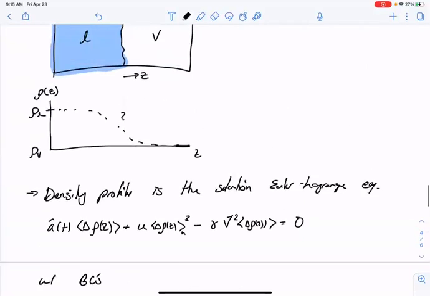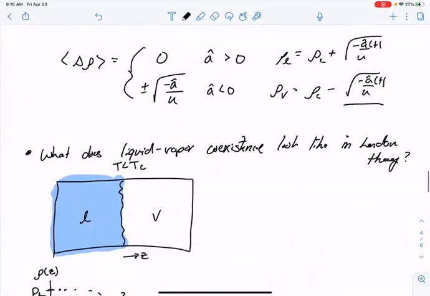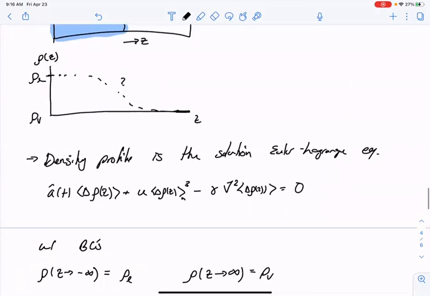And those rhos are, of course, known. Those coexistence densities are given just in terms of A and U. Okay. So this equation looks a little scary. It's a nonlinear equation because of that delta rho cube term. Not really lots of good strategies for solving nonlinear equations, other than guessing. At least that's how I would do it.